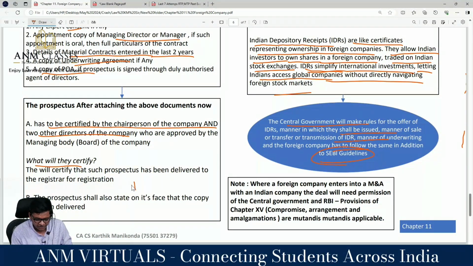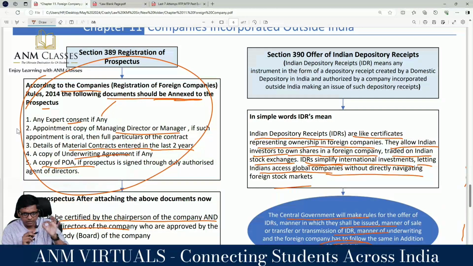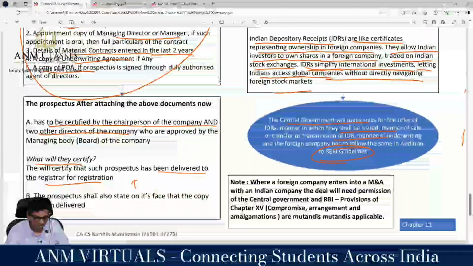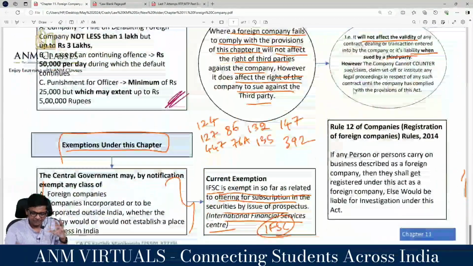What will they certify? They will certify that everything is true and fair and registered for registration. Are you following? I will summarize this section, instead of going a little fast here. They are saying the prospectus of a foreign company issued in India should contain all these attachments: MOA, AOA, then signatures of the managing director or manager and chairman, and a copy of underwriting. It should be authenticated by these people, purely procedural. Clear, guys? That's it. With this we are done with all the provisions of foreign company.